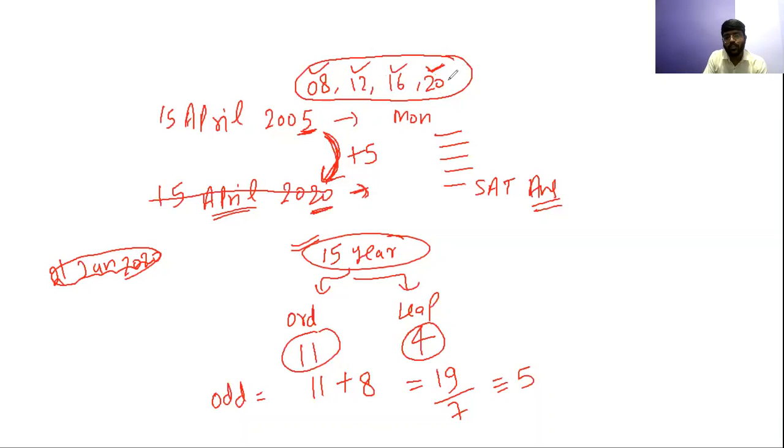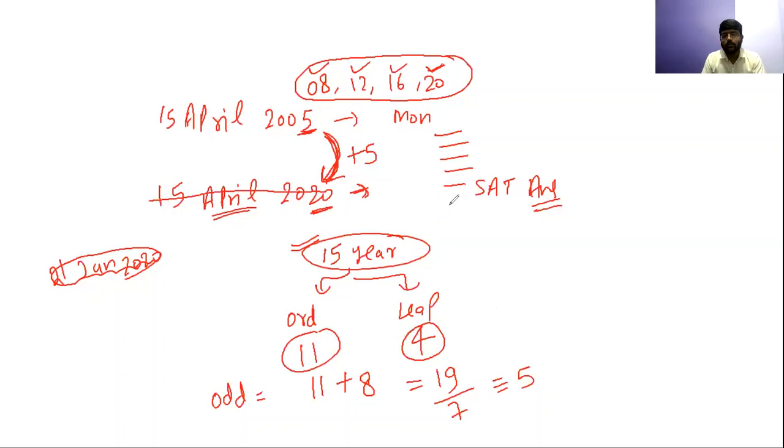There are total 4 leap years. So out of 15, 4 are leap, so 11 will be ordinary. In one ordinary year there is 1 odd day, so 11 odd days. In 4 leap years there will be 8 odd days. So total 11 plus 8, 19 odd days. 19 divided by 7 leaves 5 odd days, because odd days cannot be greater than 6. So I add 5 to my question and I get the answer as Saturday.